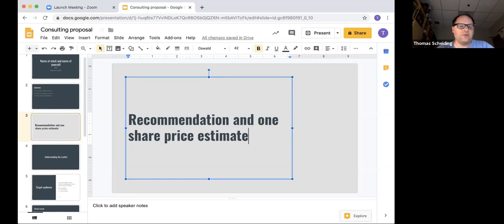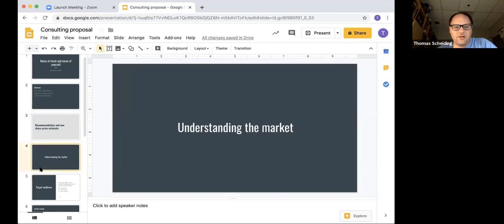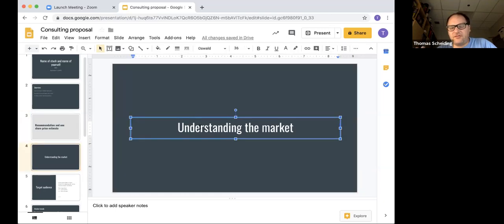Third slide, you would tell us what your recommendation is and what your 1-year share price estimate is. And then on the remaining slides, you're basically telling us from a technical and a fundamental perspective how you reached your conclusion in slide 3. However many slides that takes you.